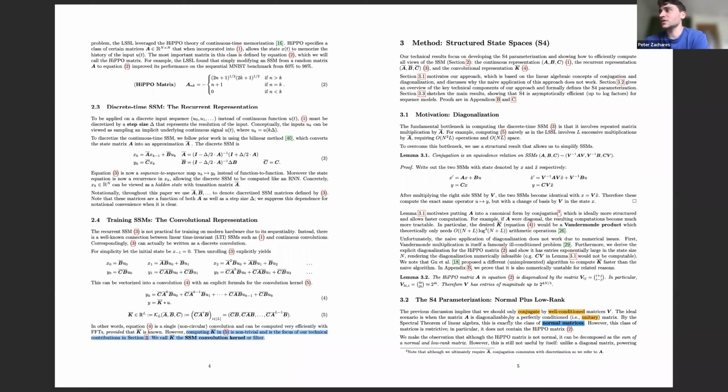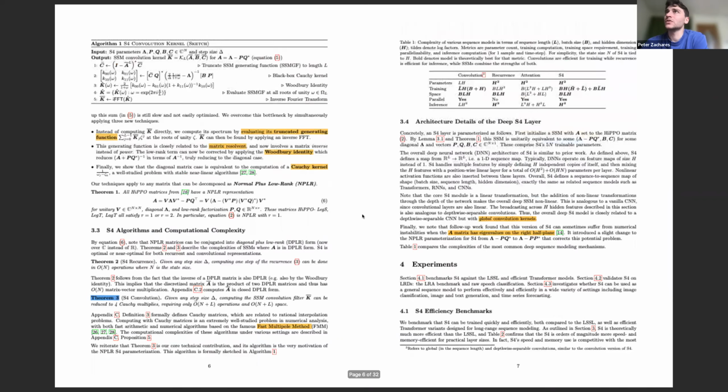So first step, conjugation is an equivalence relation on structured state spaces. Second step is different ways we can represent these normal plus low rank matrices. Again, I don't want to go into all of this.